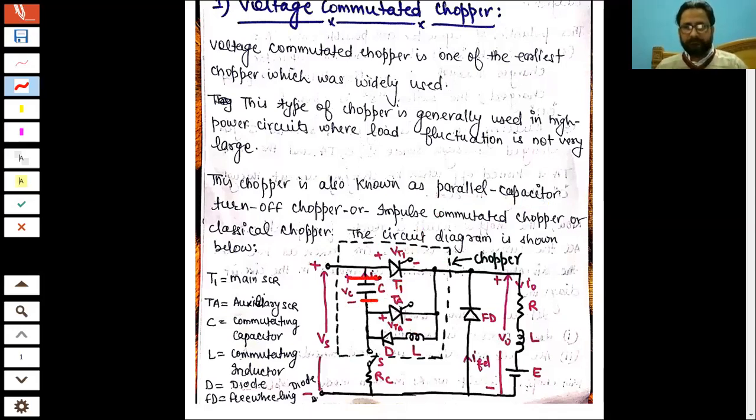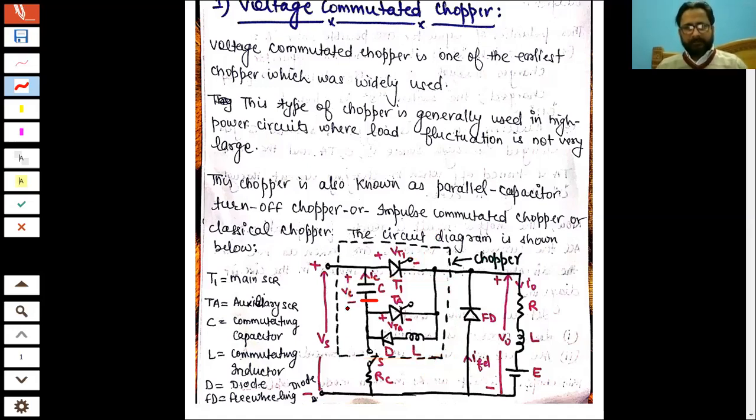Now, this part of the circuit is the commutating circuit basically. This is the main SCR, and all these, the capacitor, auxiliary SCR, diode, and the inductor, form a circuit which we call the commutating circuit. And all these elements are generally commutating elements, right? Which are responsible for the turn off of the main SCR, right?